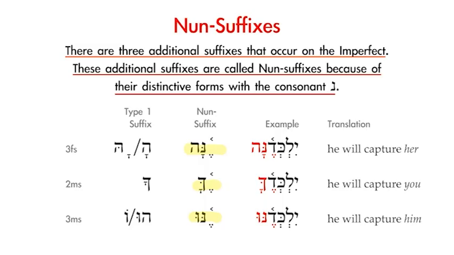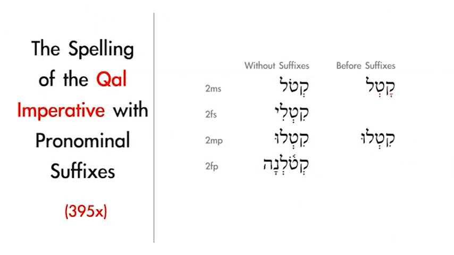These are the 3 additional noon suffixes that must be memorized, and you can see each one of them appearing on the end of the verb in the examples on the right. Let's say those together. Yilkathena, yilkatheka, yilkathenu. It's also important to observe that the 3ms suffix here looks like a 1cp ending sufformative. Don't get those confused. Now let's look at the spelling of the qal imperative with pronominal suffixes.